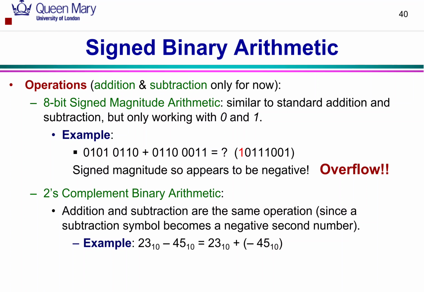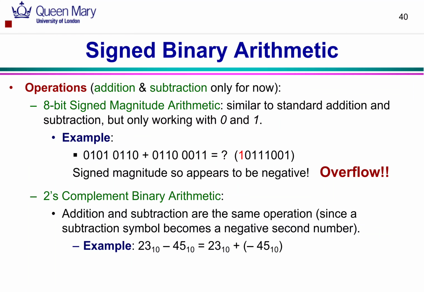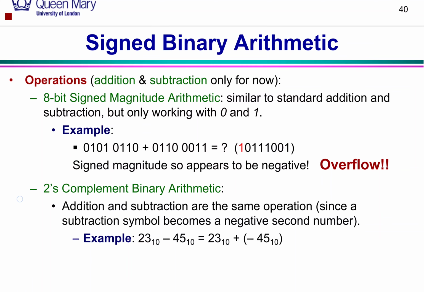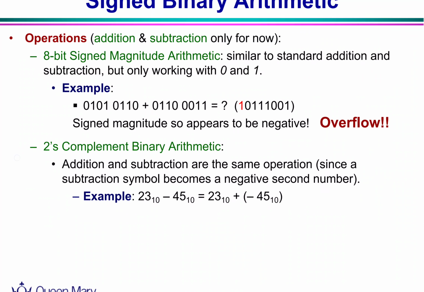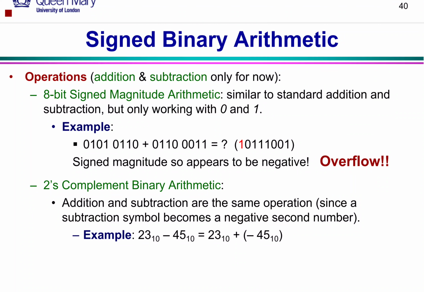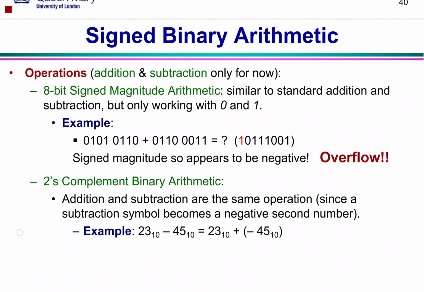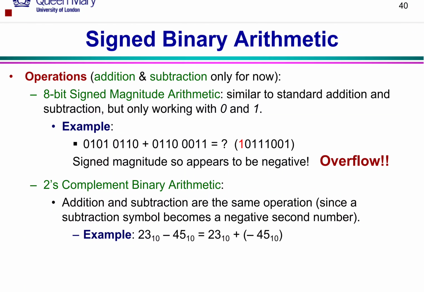This is something wrong. That is two's complement. The sign is more similar to standard addition, but only working with 0 and 1. Two's complement means that addition and subtraction are the same operation, since a subtraction becomes adding a negative second number.